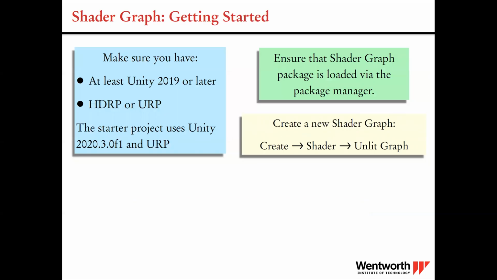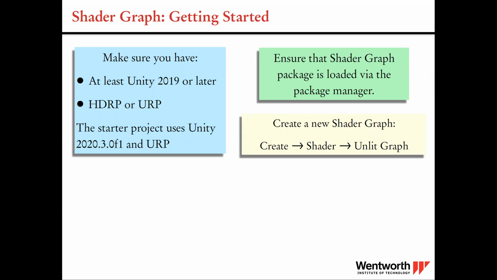So the biggest starting thing here is to make sure you have everything set up. To use Shader Graph, you've got to have Unity 2019 or later. You've got to be using one of their newer render pipelines, so the HDRP or the URP. The starter project that's on GitHub, I used 2020.3.0 for that one, but of course, if you have a later version, it should open up and everything should work just fine. That one uses the Universal Render Pipeline. If you're not entirely sure that Shader Graph is loaded, you can check the package manager and make sure that package is there. If you load up an HDRP or a URP scene, it should already be on there, and in the starter project, it's already loaded.